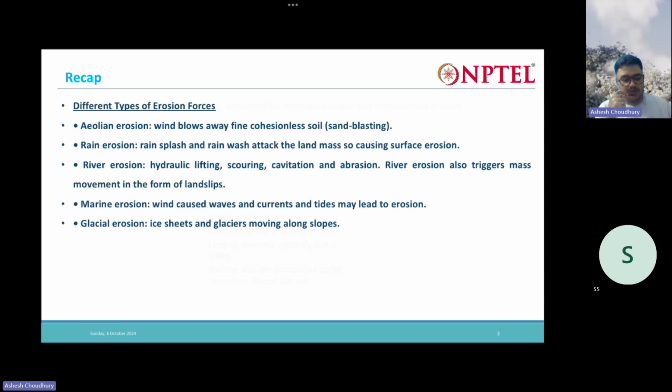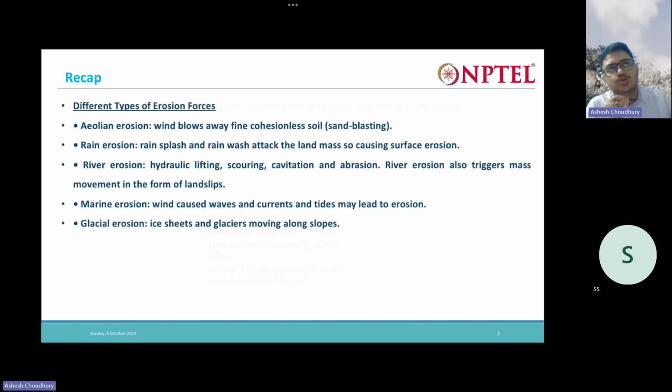Then we have river erosion: hydraulic lifting, scouring, cavitation, abrasion. All these things happen due to the action of the river. River erosion also triggers mass movement in the form of landslip, which you have to keep in mind. Then we have marine erosion, caused by wind-driven waves and currents. The waves and currents in the seas and oceans, and the tides also, may lead to erosion.